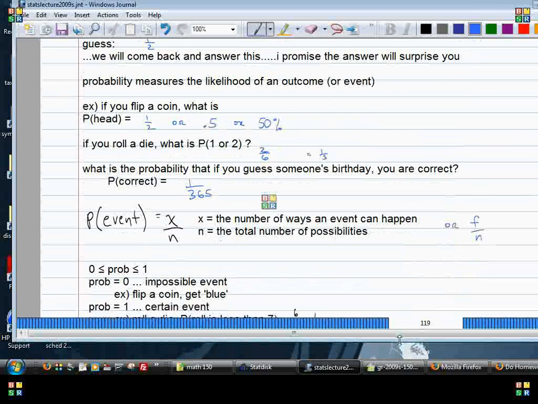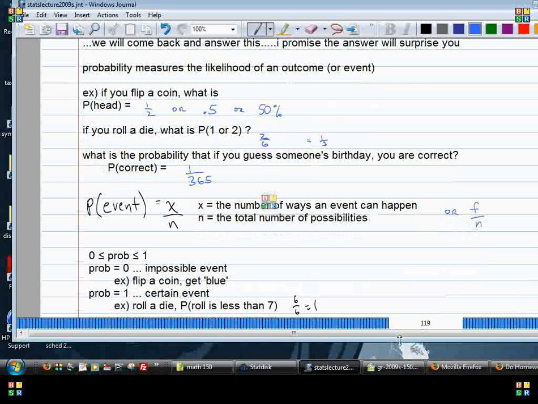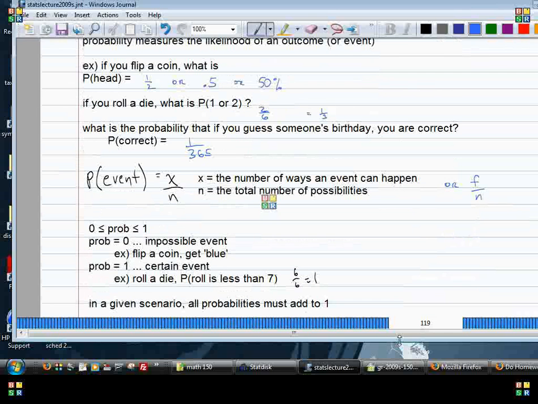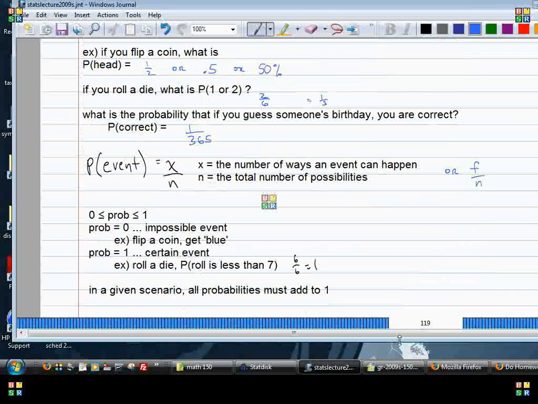Probability equals 1, that's what's called a certain event. So here's an example. If you roll a die, what's the probability that you get something less than 7? Well, the probability is 6 out of 6. And what's 6 out of 6? 1. It's a guarantee. Absolutely. Okay. And also, as we've seen, in a given scenario, all probabilities must add to 1. So these are rules that we've been using, but as applied to statistics. Now we're going to use them in general.